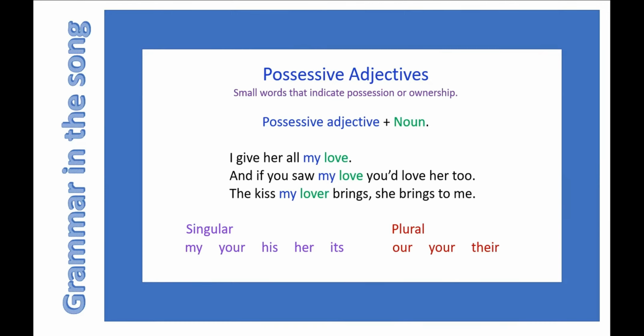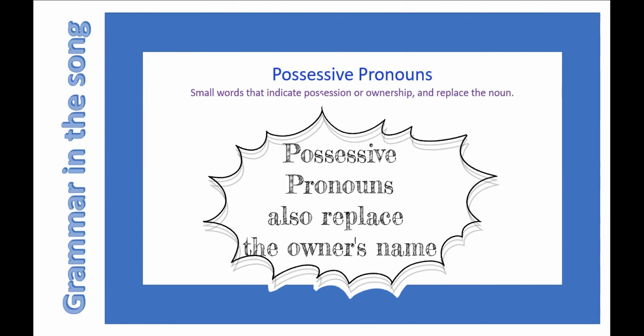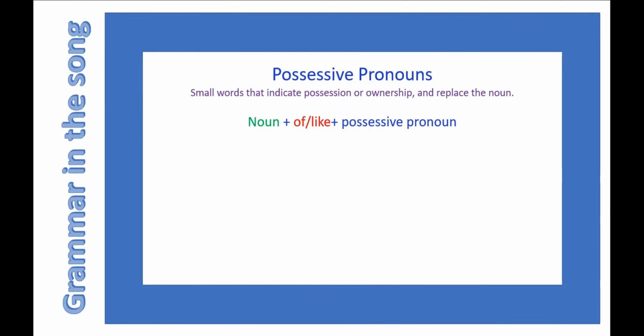In the song, there are also some examples of possessive pronouns. Possessive pronouns are small words that also indicate possession or ownership, but the difference from possessive adjectives is that the pronouns replace the noun that represents the owner of the object. In the case of the song, the structure that we are going to use is the following: noun plus of or noun plus like, and then the possessive pronoun. Mine, yours, his, hers, its, ours, yours, and theirs.